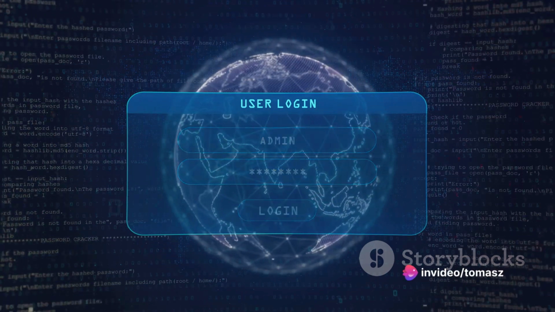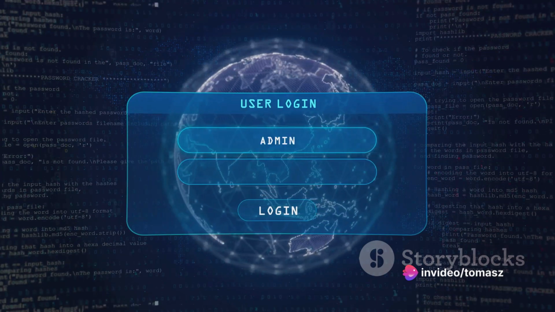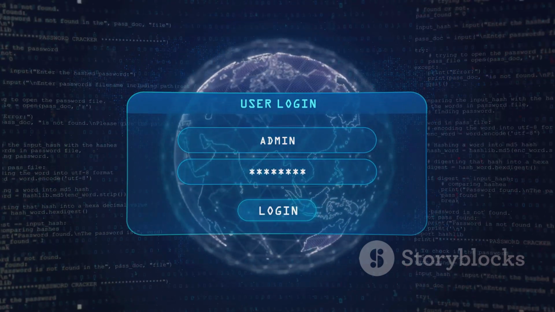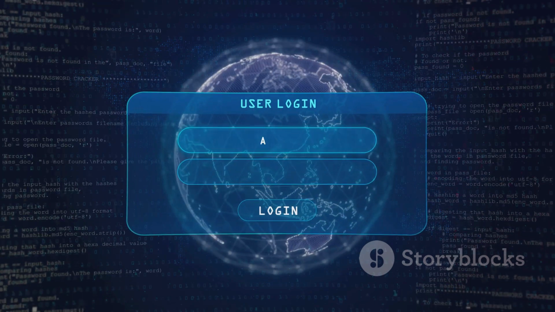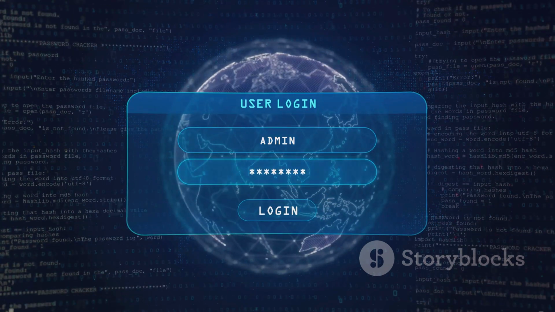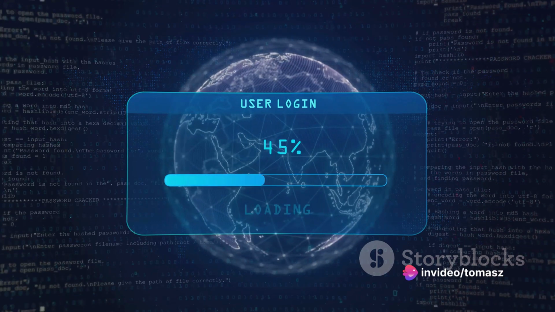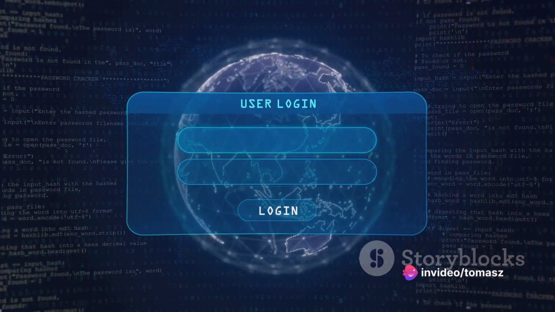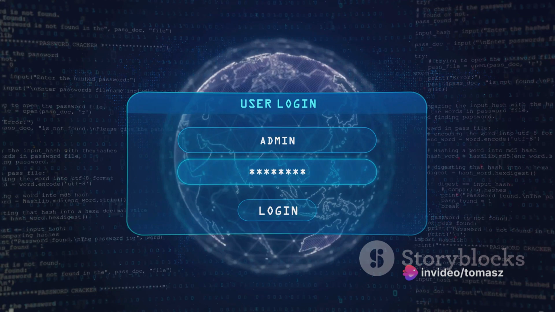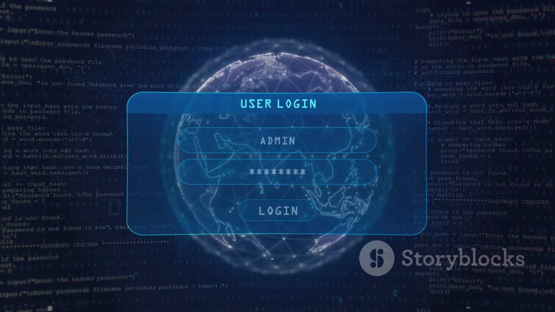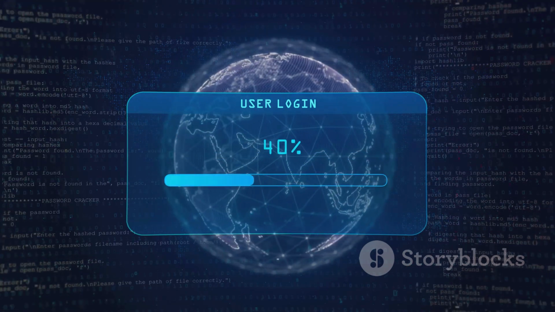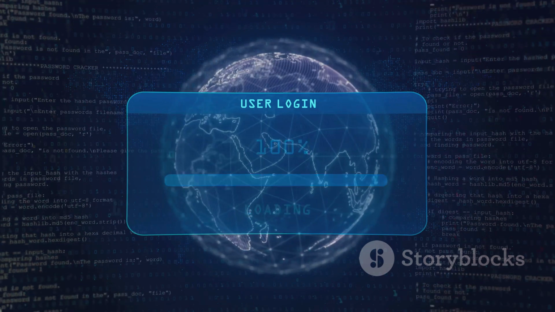Next, unexpected pop-ups or messages. We've all seen them, those annoying pop-ups that appear out of nowhere. However, when these pop-ups become more frequent, or the messages become more obscure, it could be a signal of an underlying issue. An attacker may be trying to get you to click on something, or they may be using these pop-ups to distract you while they compromise your system.